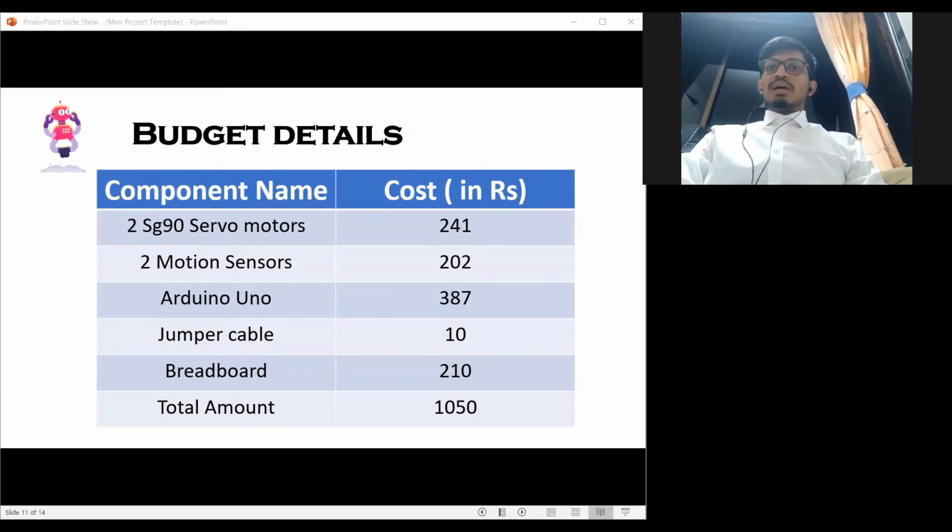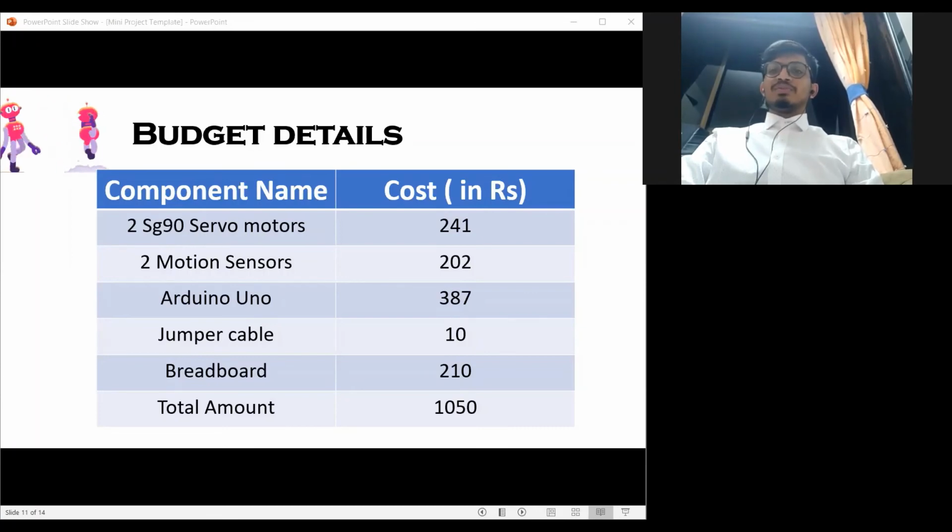Two SG90 servo motors cost us 241 rupees. Two motion sensors cost us 202 rupees. Arduino Uno landed on 387 rupees. Jumper cable at 10 rupees. Breadboard at 210, and the total amount costs up to 1050 rupees.